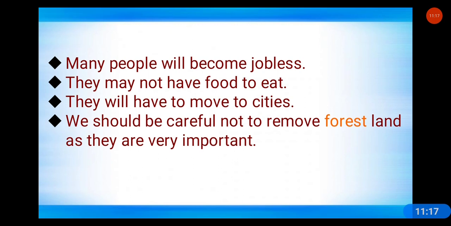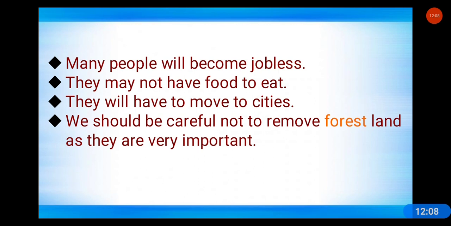So, if there will be no forest around us, many people who live near forest will become jobless. So people who are living by selling these forest things will not be able to earn money from that. And they will not have food to eat also. Right? So they will have to move to cities for jobs or food. So one should be careful not to remove forest land, as they are very important. Understand? So we should be very careful not to remove forest land, as they are very important.